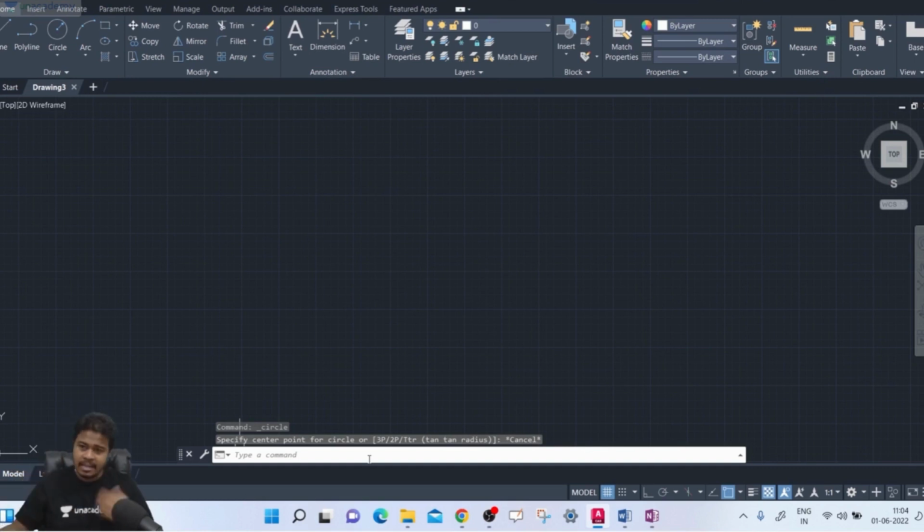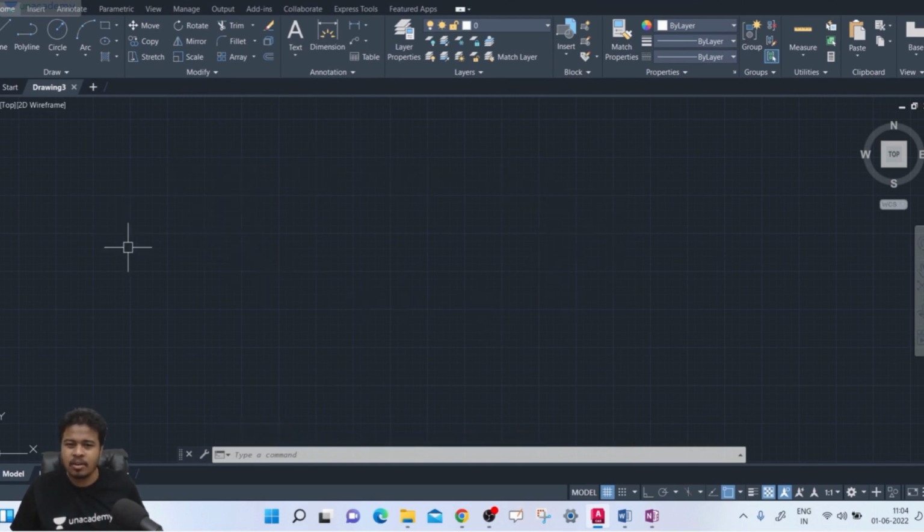Let us move forward. The arrow which you are seeing, which is moving, if you move the mouse, you can see one crosshair. That is known as the crosshair. Once you move the crosshair to these options, that crosshair will get converted into an arrow.